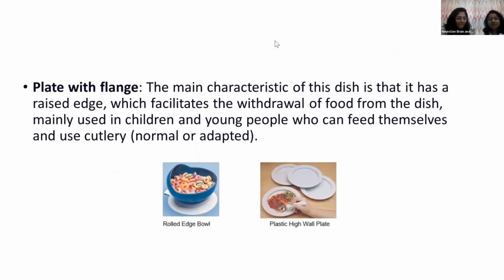The next one that you can modify would be the plates that we give them. Plates wherein they have a very raised edge, rather than a flat dish, so that food might not spill over. If they are trying to have food by themselves, due to the physical issues that they are having, there are chances that the food can just fall off or spill over on the table. So it is better to have plates that have a raised edge that would facilitate the withdrawal of food from the dish, as well as help them to overcome the spillage of food on the table.